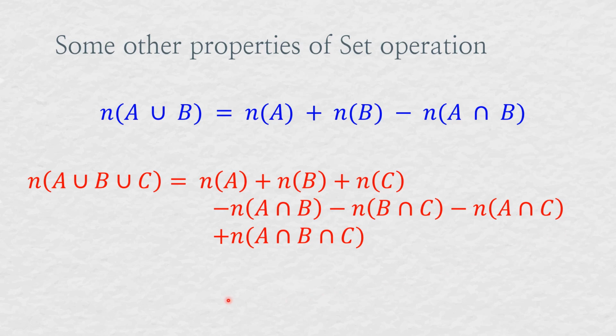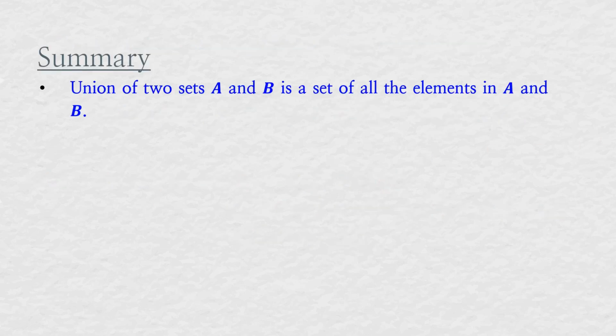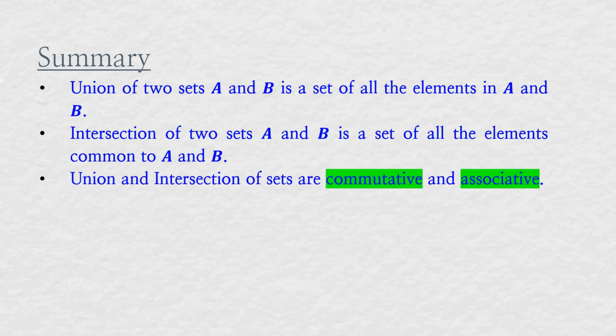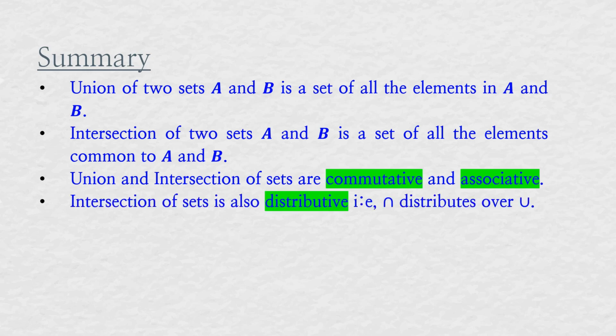To summarize this lecture, we have seen that the union of two sets A and B is a set of all the elements in A and B. We have seen that the intersection of two sets A and B is a set of all the elements common to A and B. We have seen that the union and intersection of sets are commutative and associative. We have seen that the intersection of sets is also distributive, that is, intersection distributes over union.